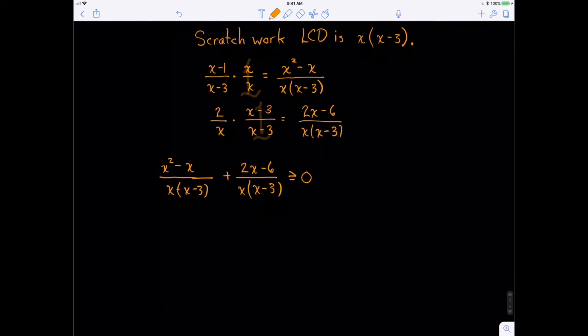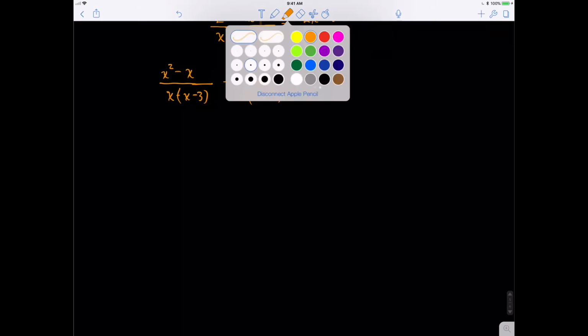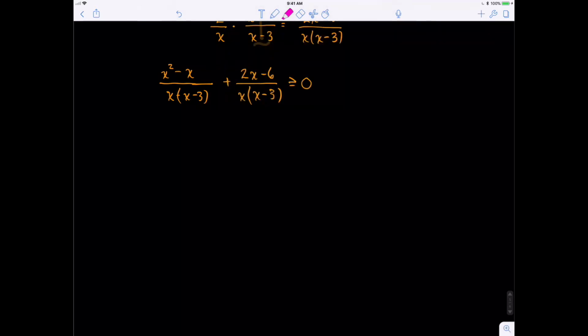But now that we have a common denominator, we can just add the numerators. So I have like terms. Notice that in here I have a like term in the x's. Here's a 2x, here's a minus x. So when I write this out, this becomes x squared minus an x minus 6 over x times (x minus 3), and we're going to find out when it's greater than or equal to 0.